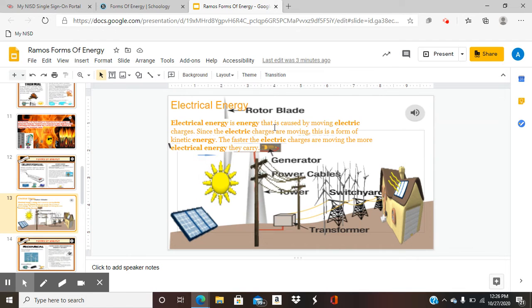Electrical energy is the energy that is caused by moving electrical charges. Since the electrical charges are moving, this is the form of kinetic energy. The faster the electrical charges are moving, the more electrical energy they carry. So this is a really good example of electrical energy.